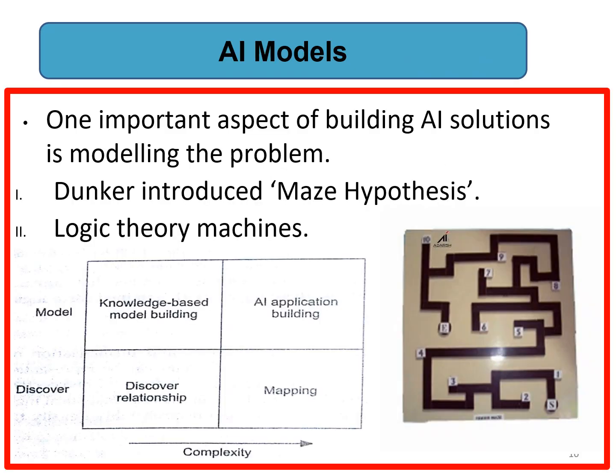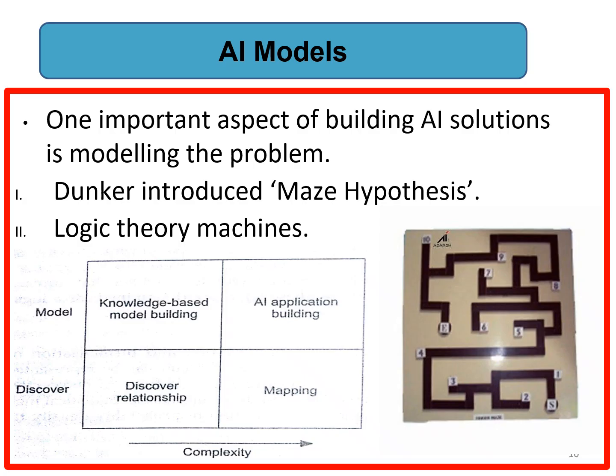Next we will move to the AI model. Before going to this diagram, what is meant by a model? Discovery is on the vertical axis and complexity is on the horizontal axis, and this shows how we represent each diagram. The first and most important aspect is building the model of the problem.